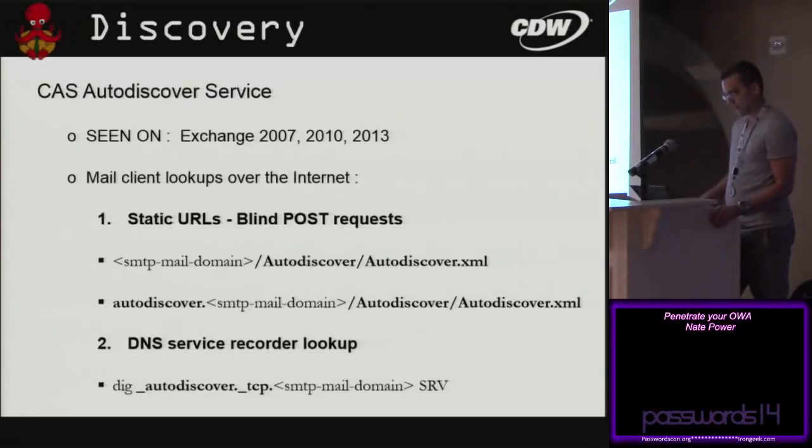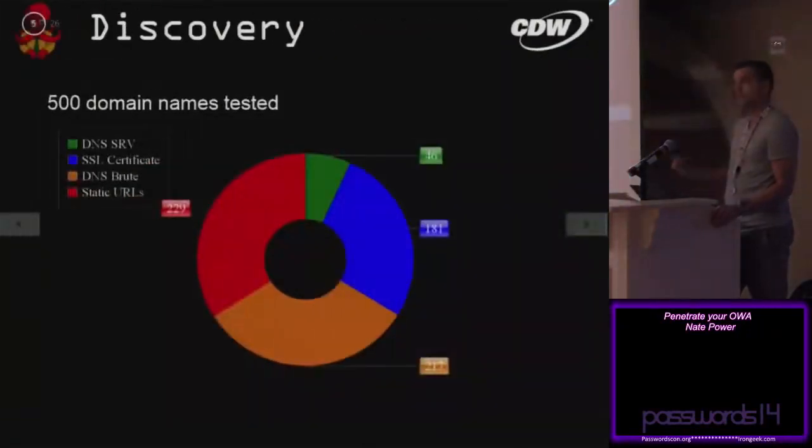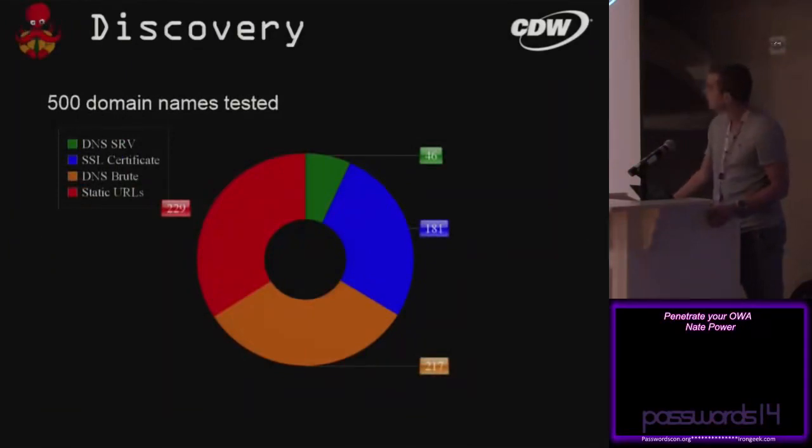So I took a sample size of 500 random organizations. I took some common pen tester methods for discovery, along with the static URLs and the DNS service records. I found a little bit over half of the organizations in my sample set. I was able to discover their mail systems on the internet. I found the static URLs to be the most common method for discovery. Then, of course, DNS brute force came in second. So this is a pretty valid way for discovery.